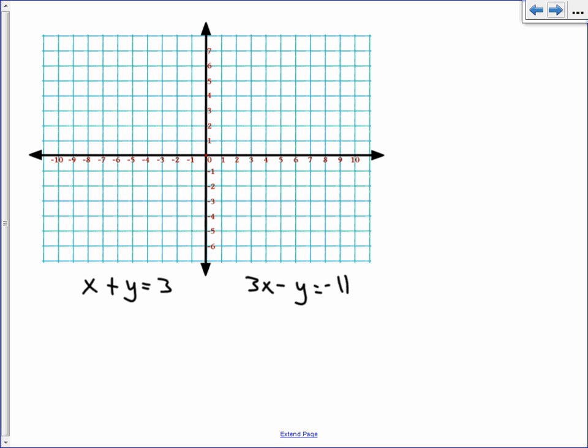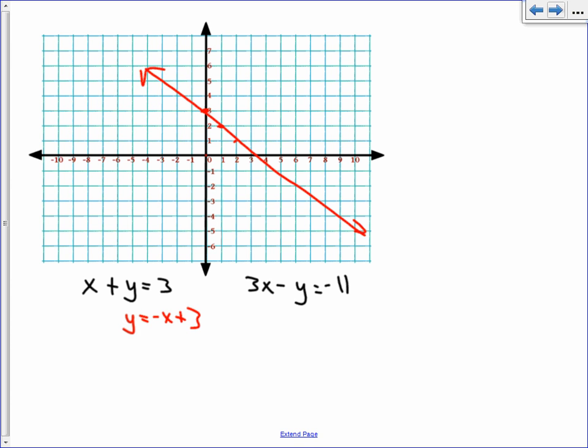Which is it, x or y? Do so. What's y equal to? So negative x plus 3, you go to the 3, and then your slope is up and to the left or down and to the right. Doesn't matter which way you look at it. So there's y equals negative x plus 3.